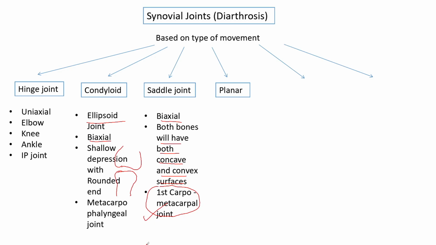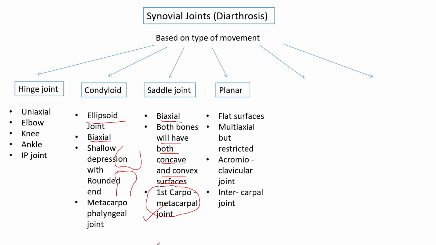Fourth type is the planar joint. In a planar joint, as the name suggests, both the surfaces will be flat. It allows multi-axial movement, that is movement in multiple planes, but the movement will be restricted. The examples are acromioclavicular joint, intercarpal joint, and intertarsal joint.